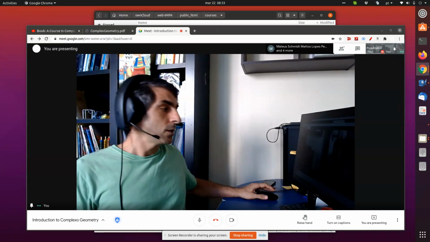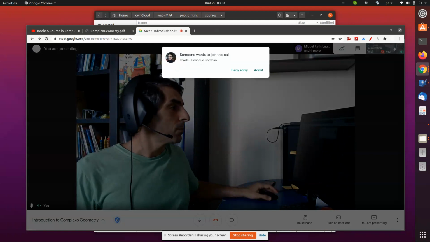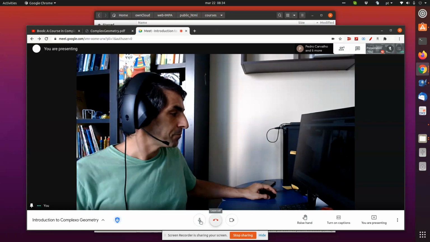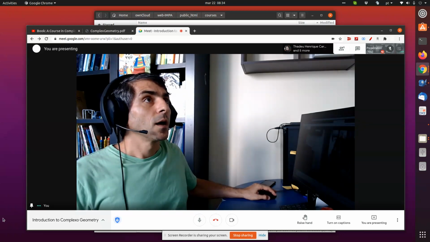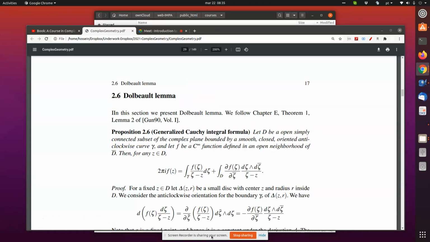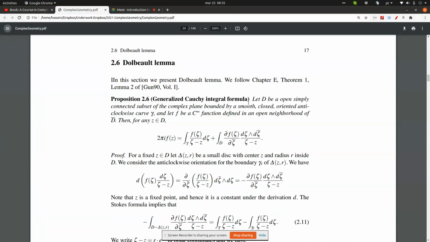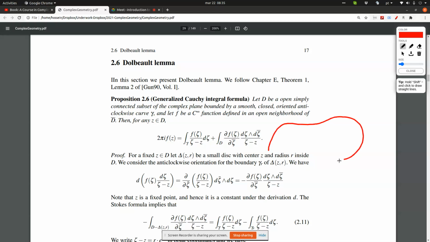Okay, so today we are going to talk about Dolbeault's lemma. In order to state Dolbeault's lemma, we need the generalized Cauchy integral formula. And this is, I think, very easy in one variable. So we have D.